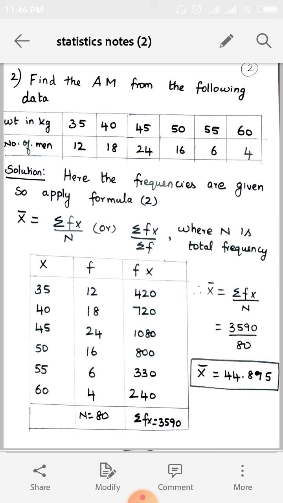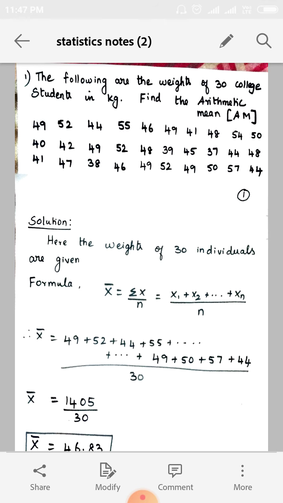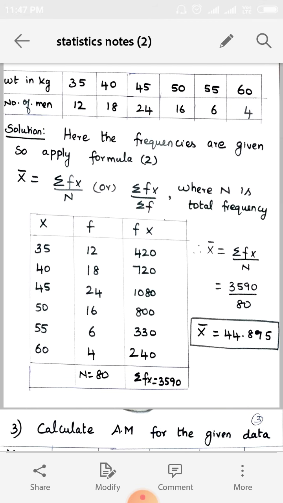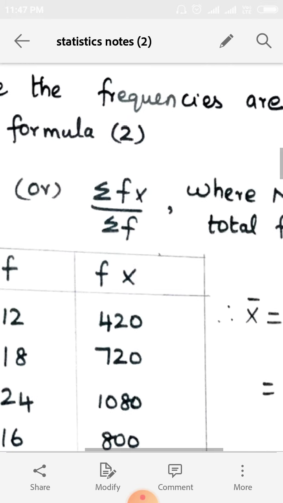What's formula 2? X bar is equal to summation fx by capital N, or summation fx by summation f. Here capital N is nothing but the total frequency. The number of men are the frequency values, so the total frequency is obtained by adding all the frequencies. In the first problem, there was small n, which is nothing but the number of values, that is 30 college students. But in this problem, capital N is nothing but the total frequency.